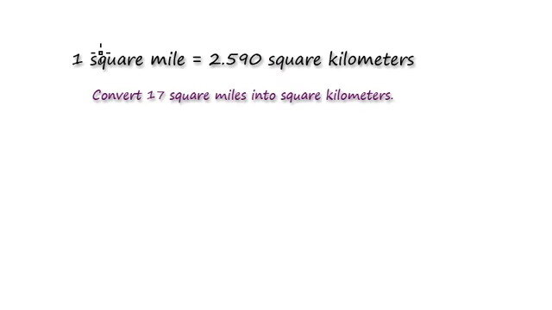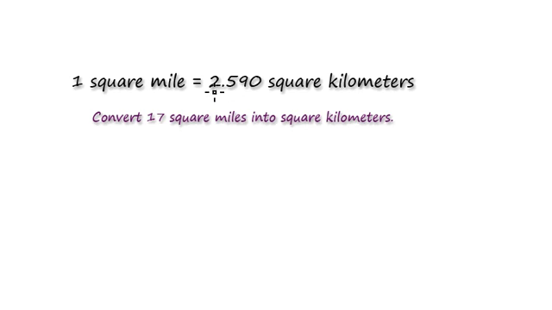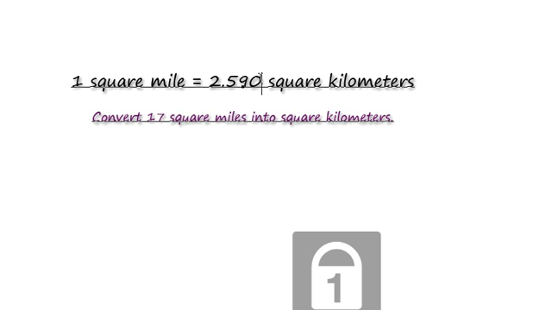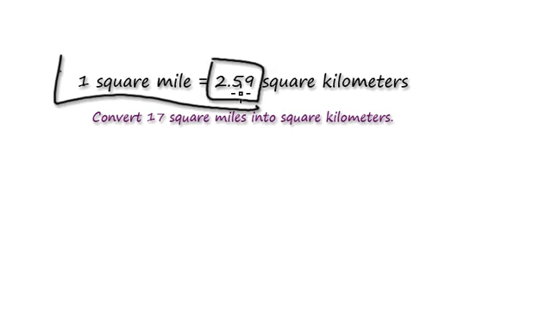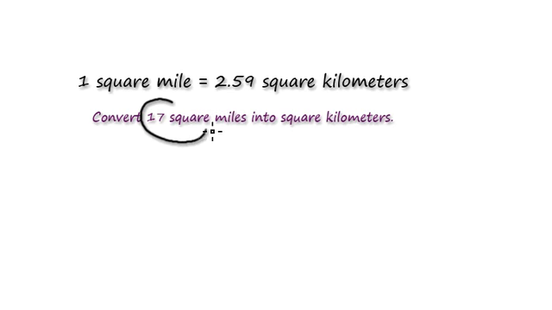Okay. All right. So here's another quick one here. So 1 square mile equals 2.59. Don't need that zero there. So here, go press pause and have a go. Convert. So one square mile equals 2.59 square kilometers. Now we've got 17 square miles. Convert that into square kilometers. Okay, so press pause and have a go.